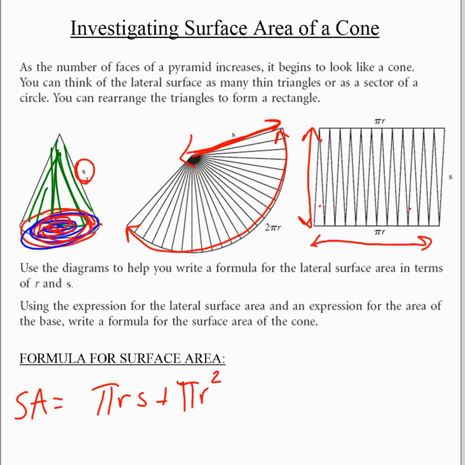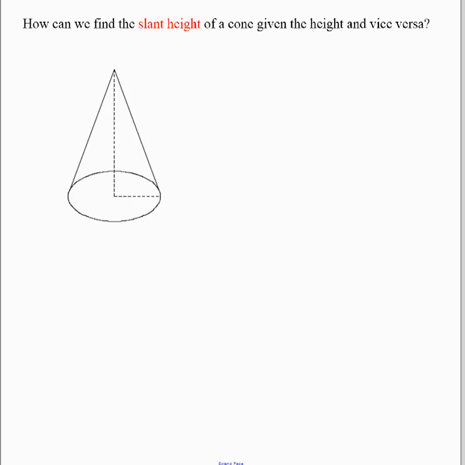So you have to read each question really carefully to see what it's asking you for. So let's go on and look at an example of how we can actually use that. Now, before we can look at an example, we were introduced to this term slant height, and that would be right here. And then height would be here, and radius would be here.